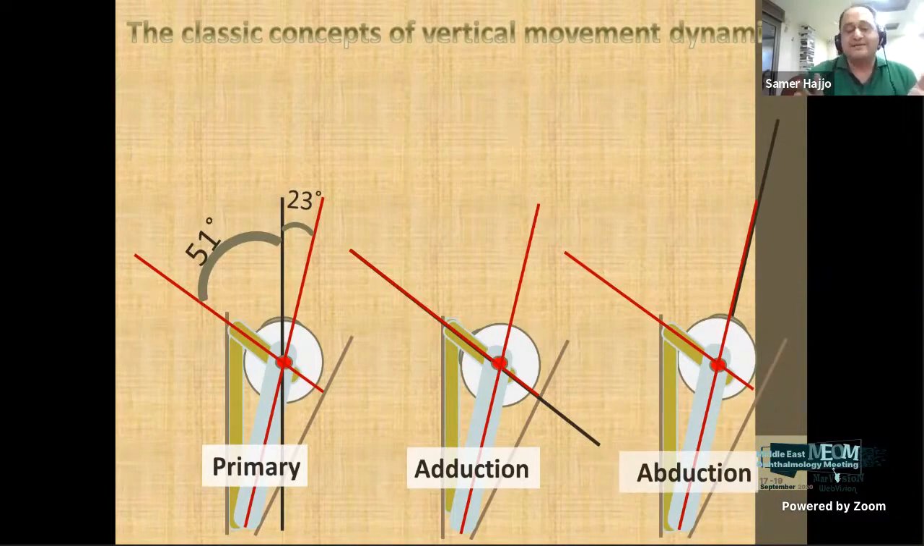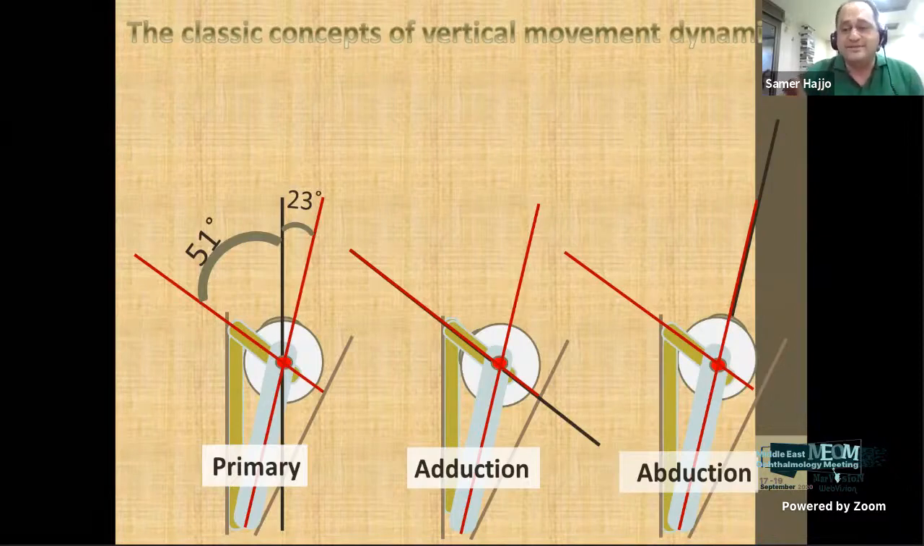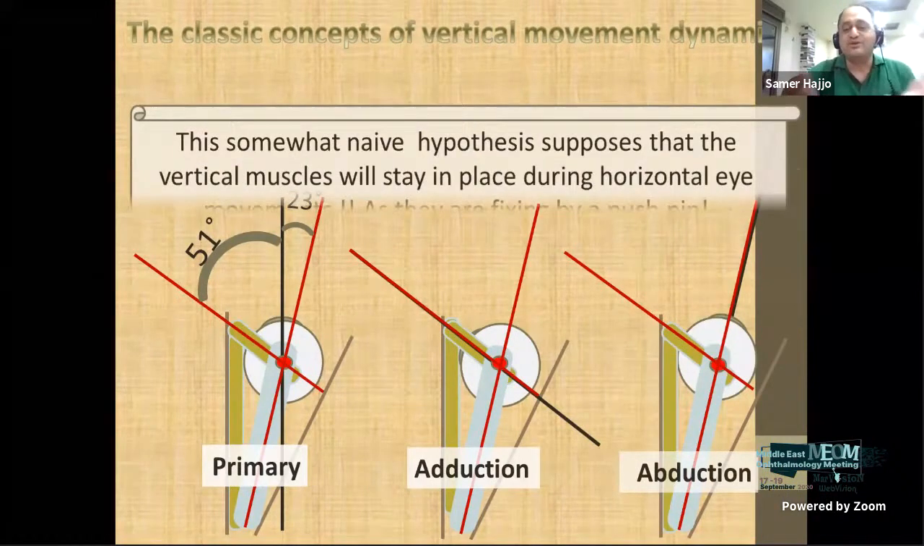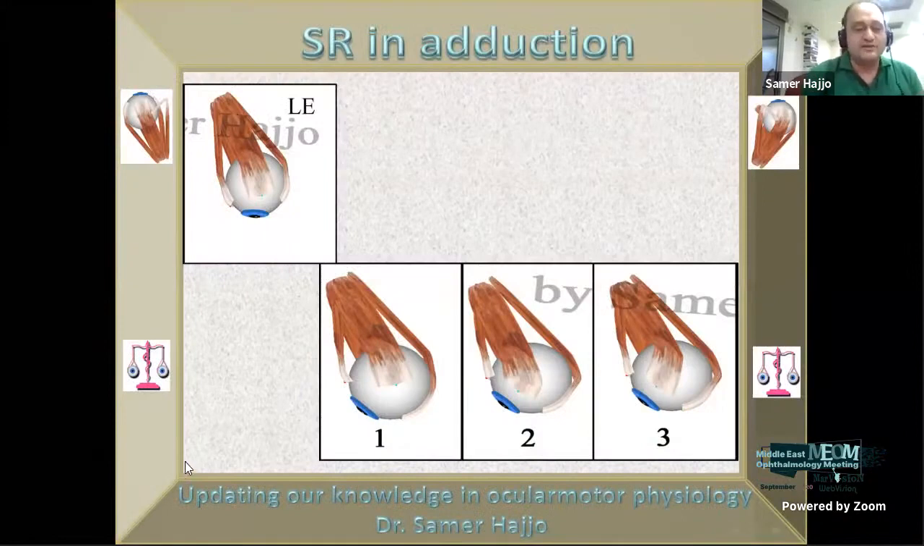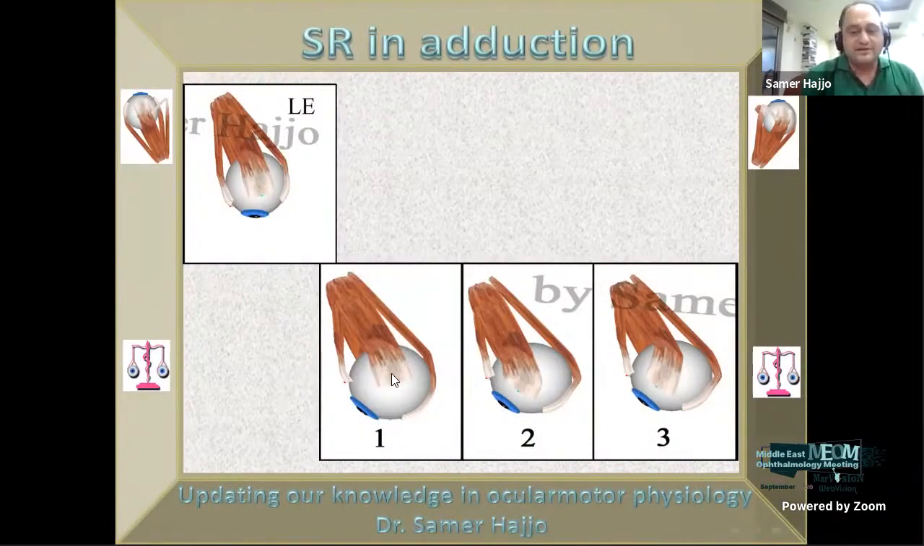But this old theory, which we have accepted for tens of years, seems really naive and somewhat funny, because it supposes that the muscles will stay in place while the globe rotates. The vertical muscles will stay in place while the eye rotates horizontally, as if fixed by a push pin. I call this the push pin theory: the eye moves horizontally and the muscles stay in place. This is really impossible. As shown in picture number one, the eye is in adduction and the superior rectus is still in the same position. And this is very impossible.